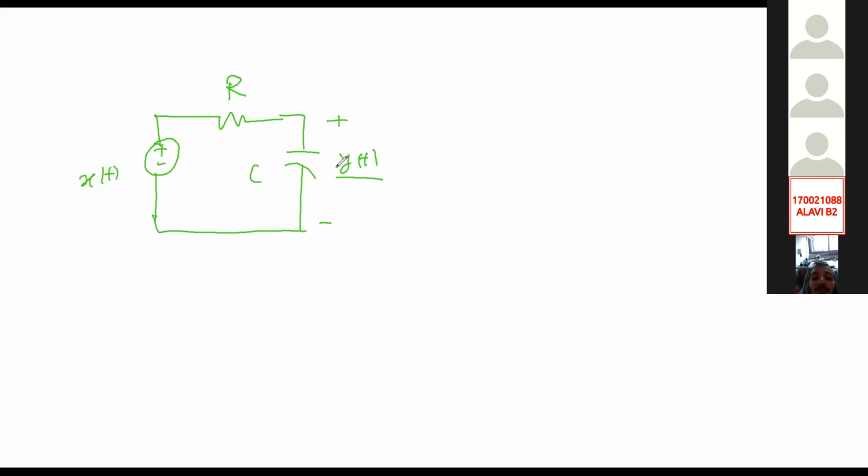Then the impulse response of this circuit, h(t), is equal to 1 divided by RC, e to the power minus t by RC, and you have to put u(t) there because otherwise it will become undefined. Okay, isn't it something like this?